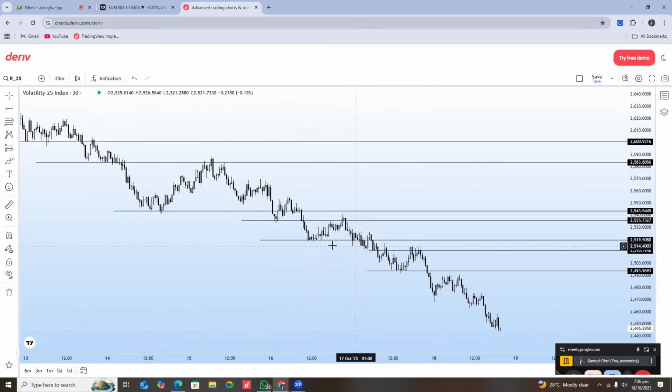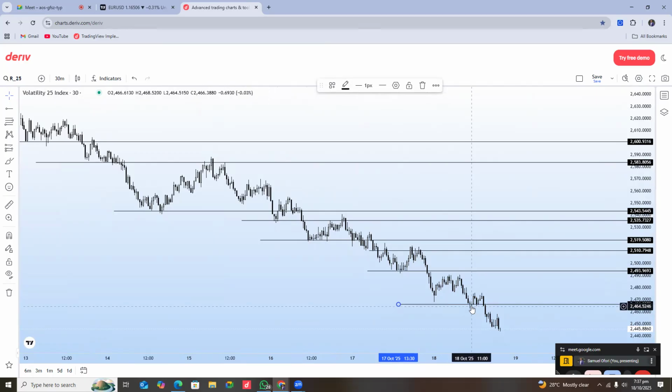So let me put it there. You see, I am not putting them through candles. No, this is my target here, the lower low, here, the lower low, here, the lower low, here, the lower low, here. You understand? Because the things that you were sending me, I didn't like them at all.